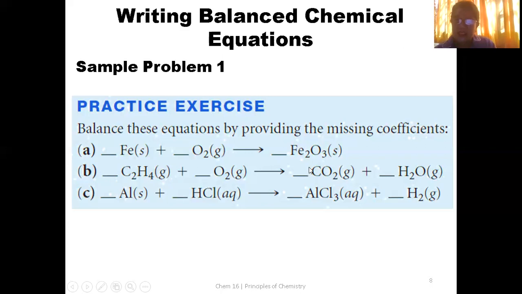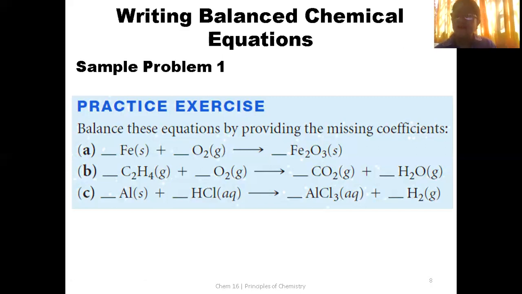So it's 2 times 2 for hydrogen. There are 4 atoms of oxygen here. Here you have 2 times 2, and 2 times 1 is 2. So 2 plus 4 is 6. To make it 6, you add 3. The equation now is balanced. Did you get it? Okay.